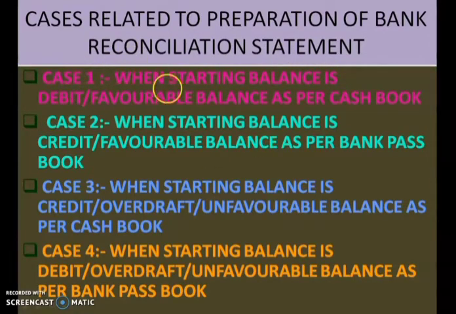Okay, so we can also term it as favorable balance. That means cash is there in your cash book, bank column cash book. So when starting balance is debit or favorable balance as per cash book, in that case, what are we supposed to do? Then case 2, when starting balance is credit or favorable balance as per passbook. And third case is when starting balance is credit or overdraft or unfavorable balance as per cash book.